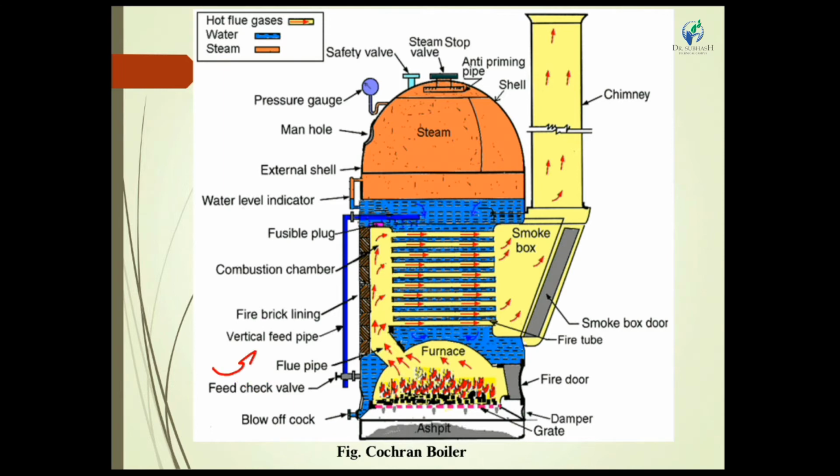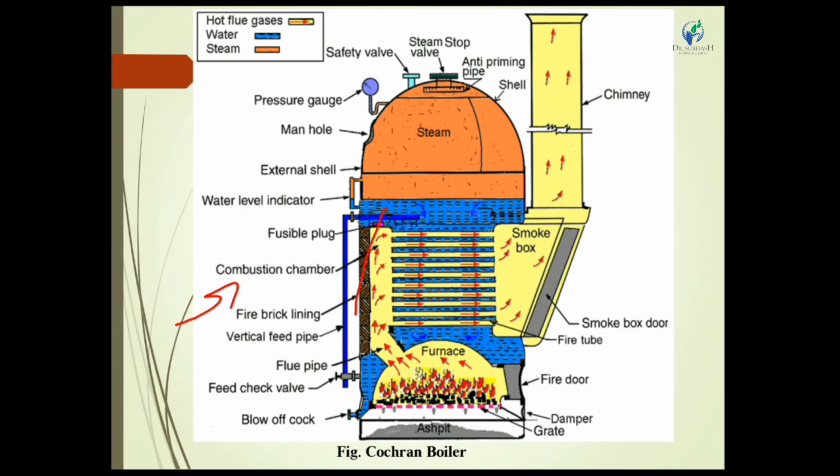Vertical feed pipe. Vertical feed pipe means it gives the natural circulation of the water. Fire brick lining means the higher or strongest brick wall which does not transfer heat from inside to outside of the boiler. This is a combustion chamber.